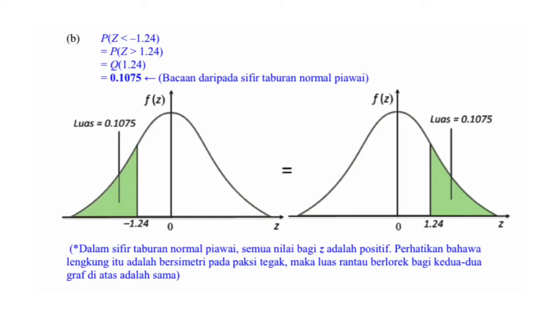will be negative 1.24. So when you key into the calculator, the limit that is from negative infinity, we will key in negative 5. Alright, and the upper is negative 1.24. Okay, if you key into your calculator, you'll get the answer very fast.